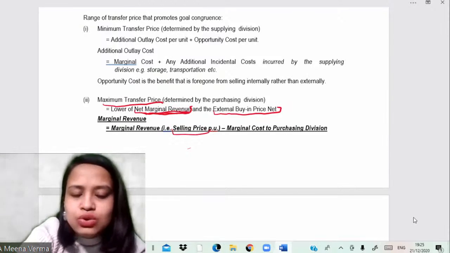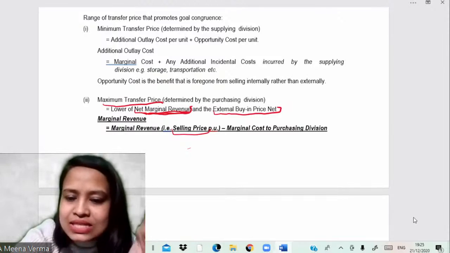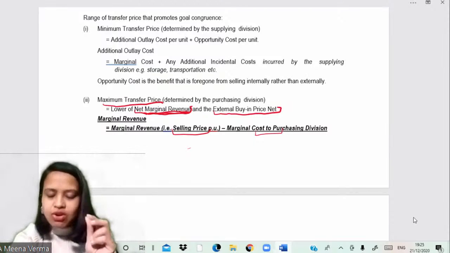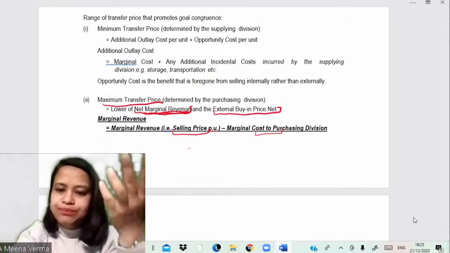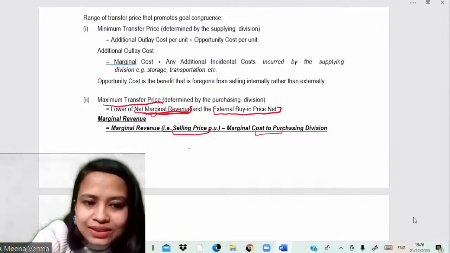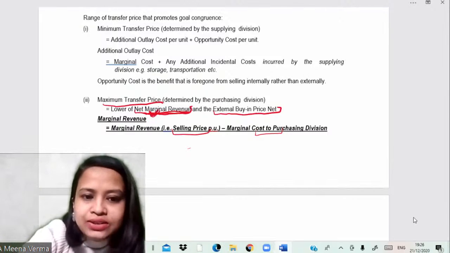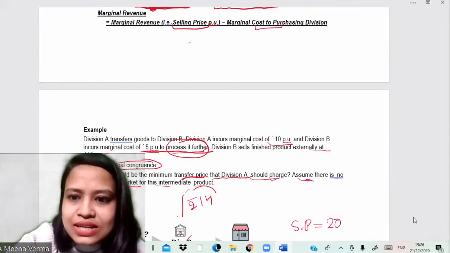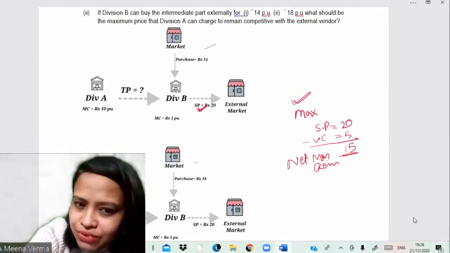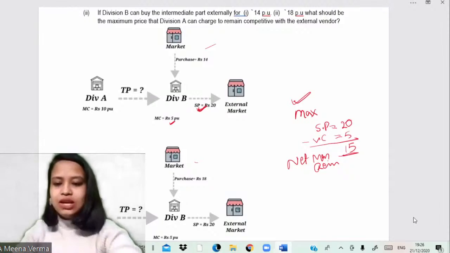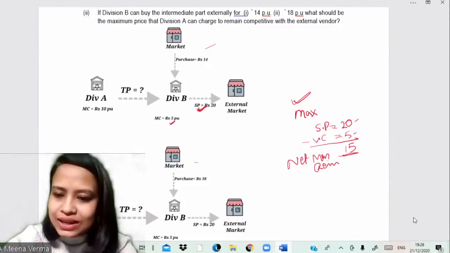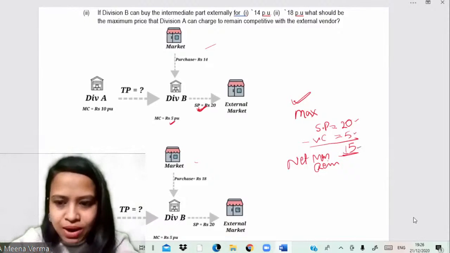Selling price of the final goods which you are selling in the market minus the marginal cost, the additional processing cost which you are incurring in your division in which you are selling the final product. So you will consider those two things and you will get the net marginal revenue. For example, here, what is the net marginal revenue? Net marginal revenue is the selling price of the final product minus the further processing cost. This is the net marginal revenue.